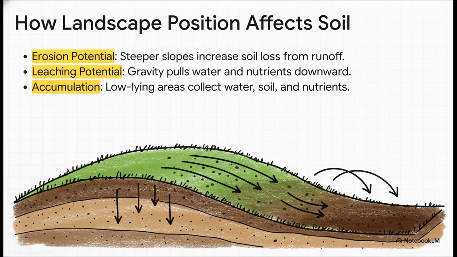Gravity also pulls water and nutrients down through the soil itself. That's a process called leaching. And where do you think all that eroded soil and those leached nutrients end up? You guessed it, in the low-lying areas, which often become these amazing zones of accumulation with deeper, richer soils.